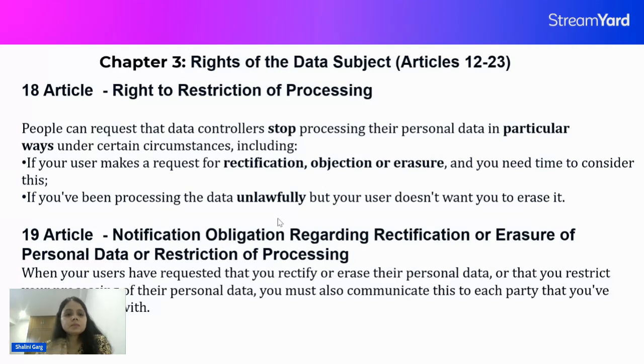Now, the controller must inform the data subject before lifting the restriction on processing. For example, the company has now decided to process my data for which I have put in restrictions. So they have to inform me, or ask me whether they can process the data or not. So it all depends upon the data subject. The data subject is the king. All right.